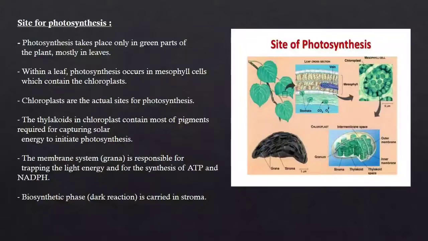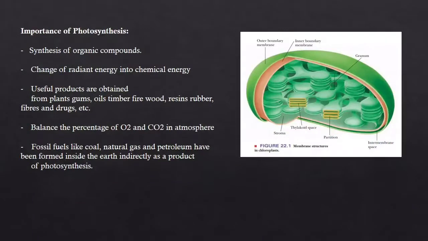So I hope you understood the site for photosynthesis, that is the chloroplast. Correct? Now, let's move to the next topic, the importance of photosynthesis. The very first and primary function of photosynthesis is to convert solar energy into chemical energy, right? And then store that chemical energy for future use. Photosynthesis helps to maintain a balance between oxygen and carbon dioxide in the atmosphere, as it absorbs carbon dioxide and releases oxygen.